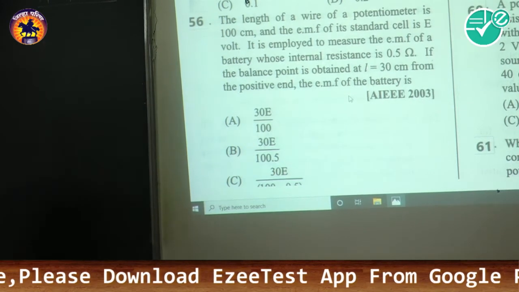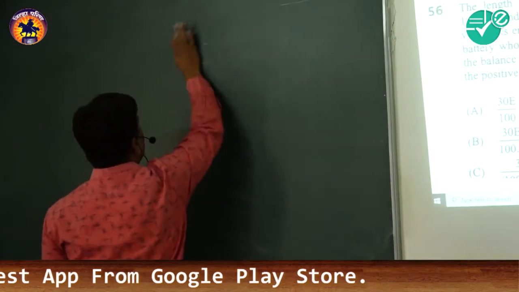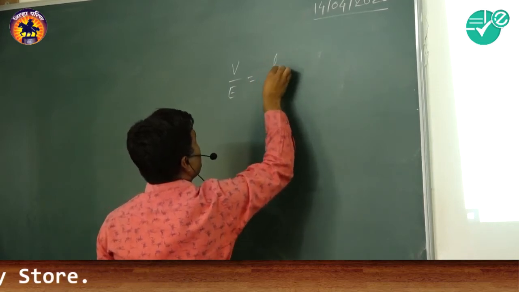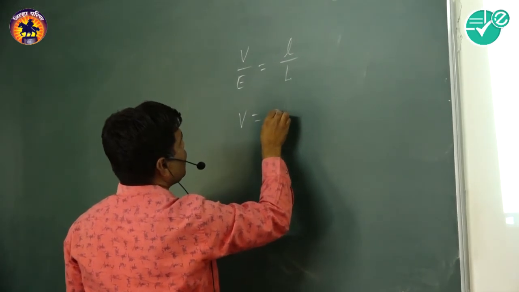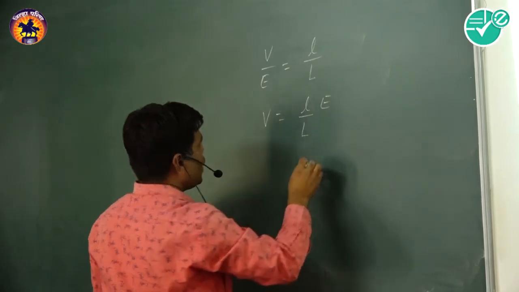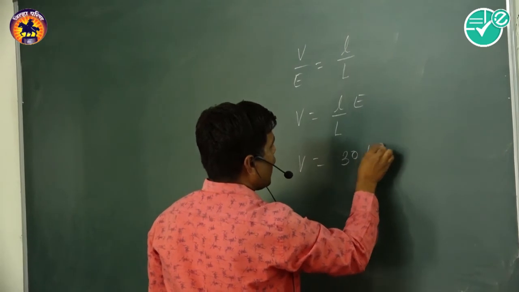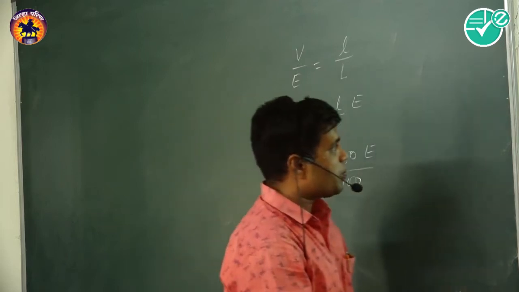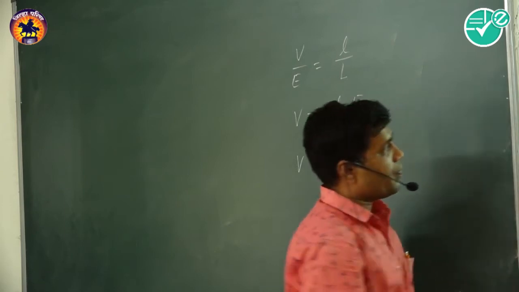I have taught this formula while teaching you the theory, that is E by V, or you can also write V by E equals small l divided by capital L. Therefore V, the potential of the cell, equals small l into E divided by capital L. Here l is given as 30, E is the EMF of the cell, and L is equal to 100. So the answer to this problem is 30E divided by 100. This is the answer to problem number 56.